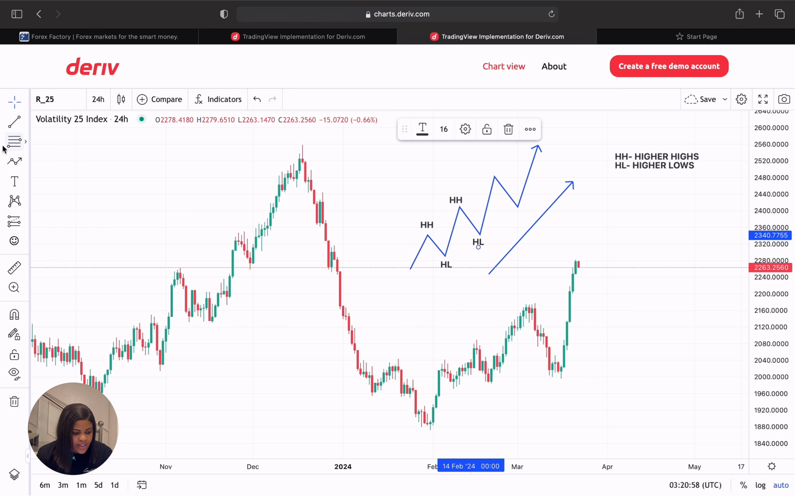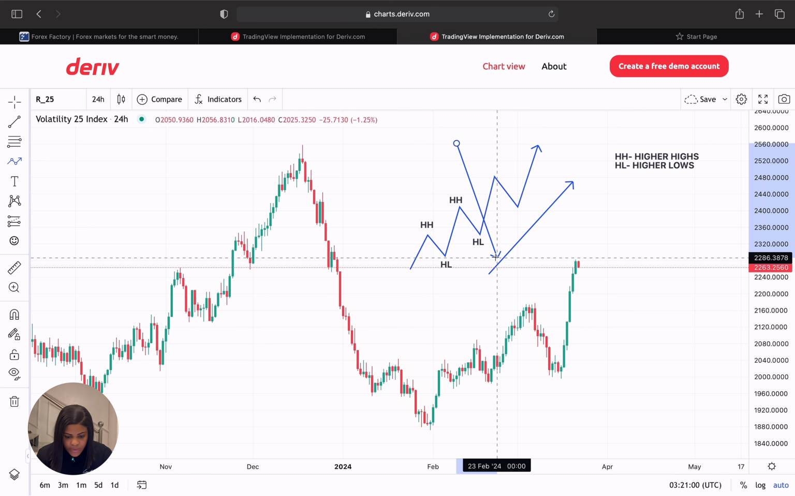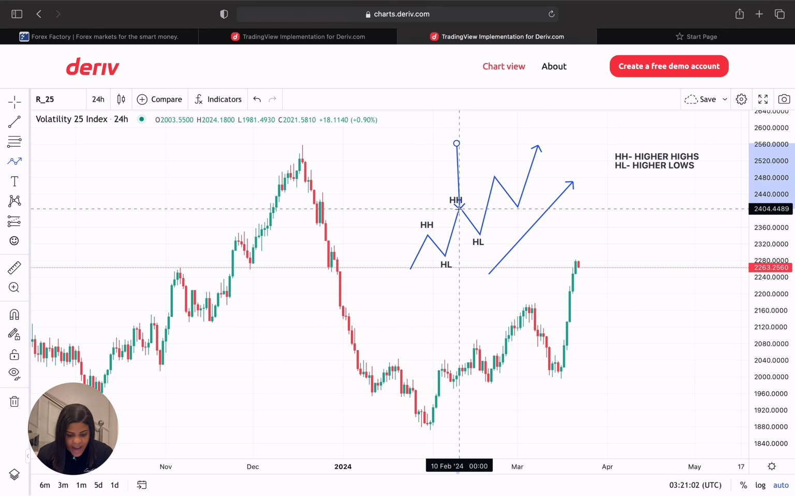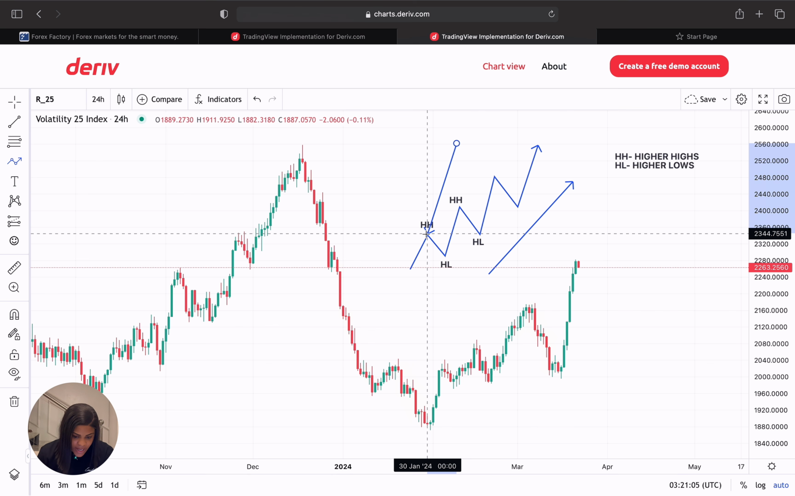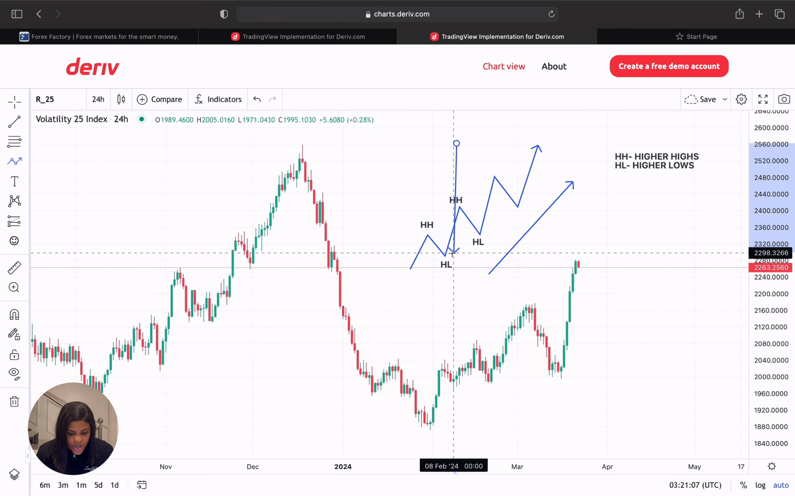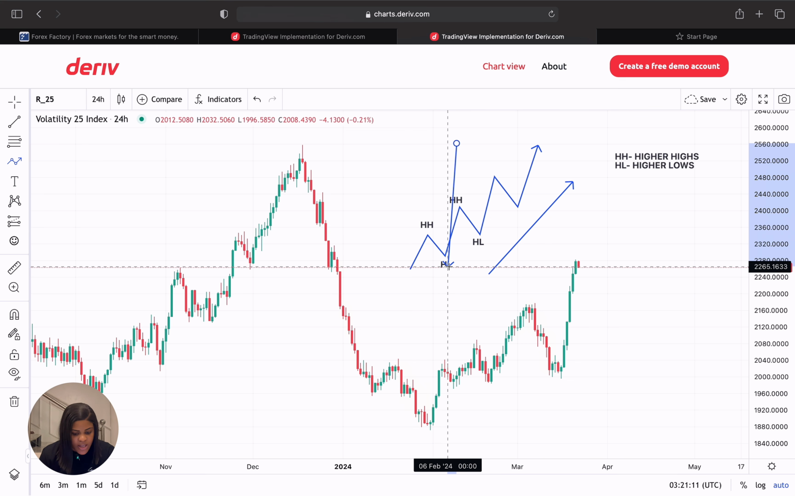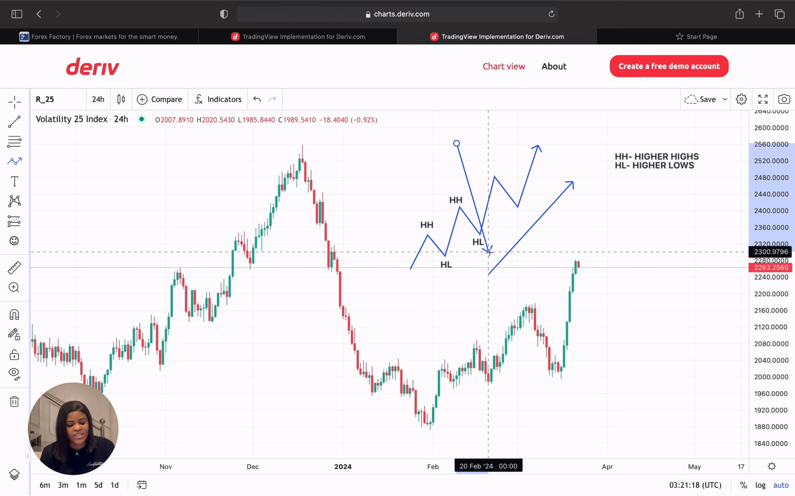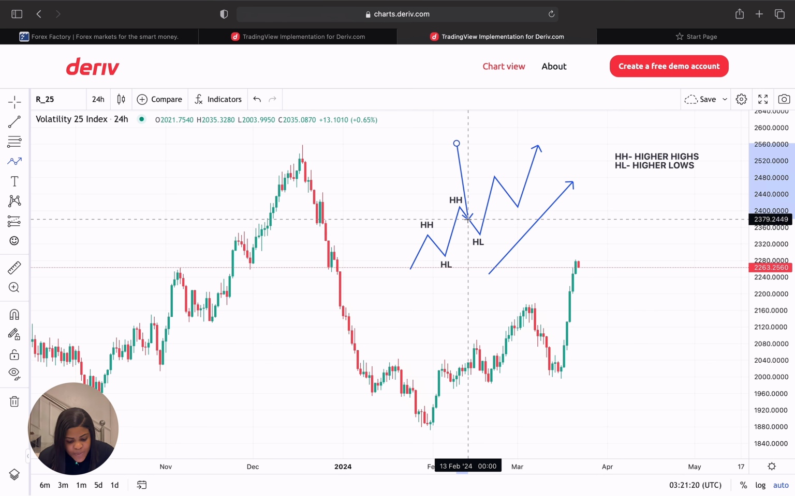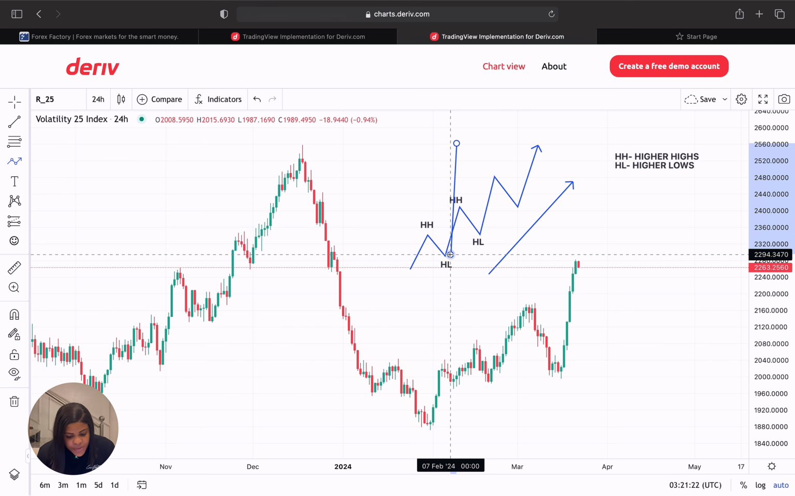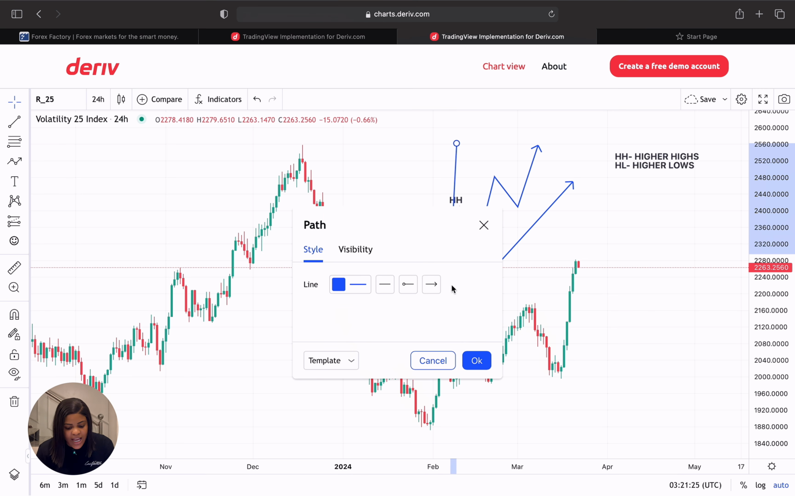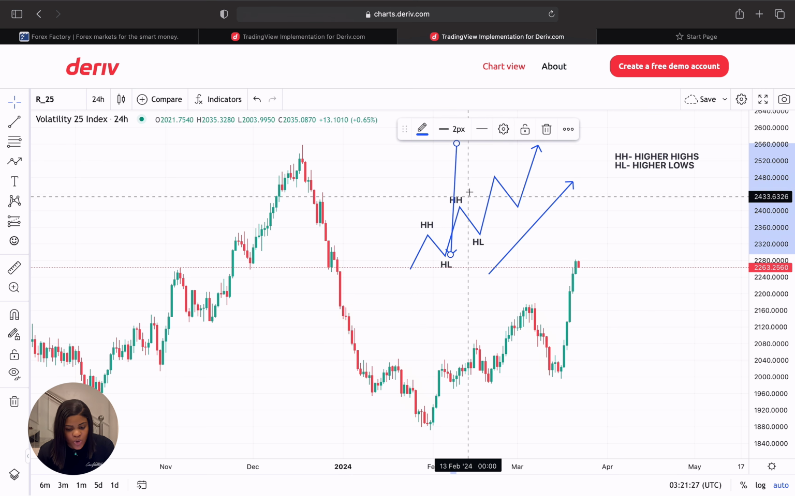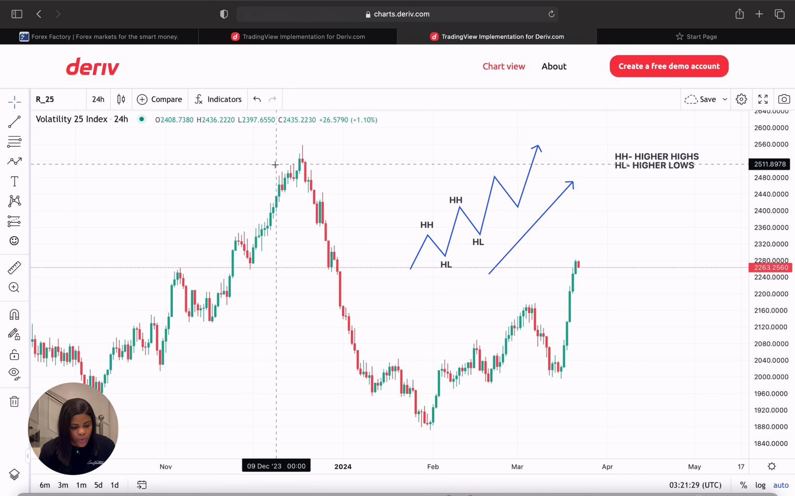Are you with me? Now, if it's going up to create a high that is higher than the previous high. If it's retracing, higher than what, the previous low. Now the rule states that it must not exceed the previous higher low. It can be equal, but it must not exceed the previous higher low.